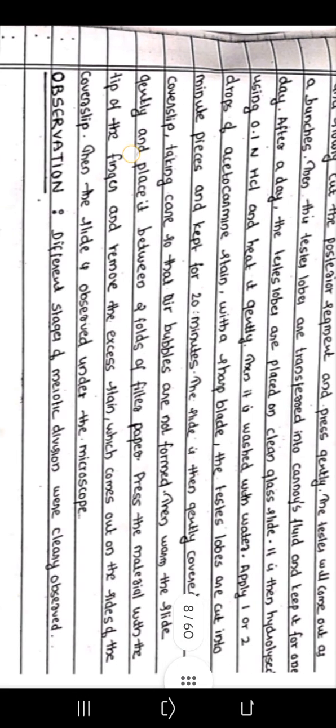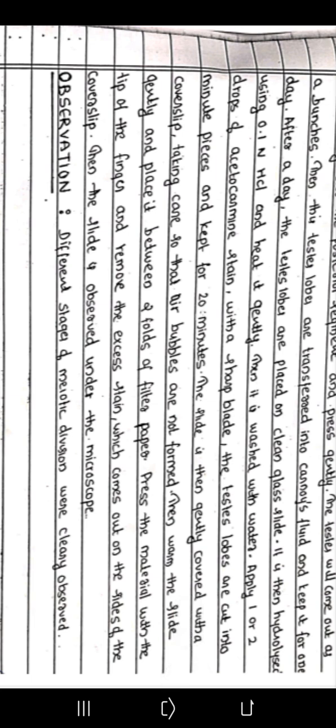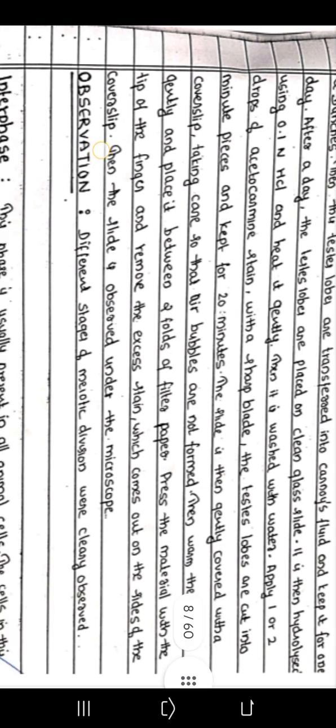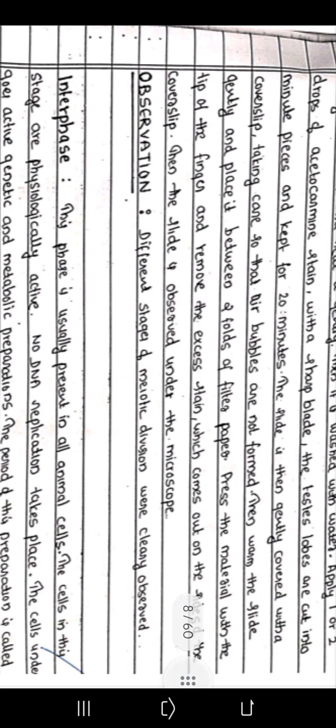Then it is washed with water. Apply 1 to 2 drops of acetocarmine stain, and with a sharp blade, the testis lobes are cut into minute pieces and kept for 20 minutes. The slide is then gently covered with a cover slip, taking care so that air bubbles are not formed. Then warm the slide gently and place it between 2 folds of filter paper. Press the material with the tip of the finger and remove the excess stain which comes out on the sides of the cover slip. Then the slide is observed under the microscope.